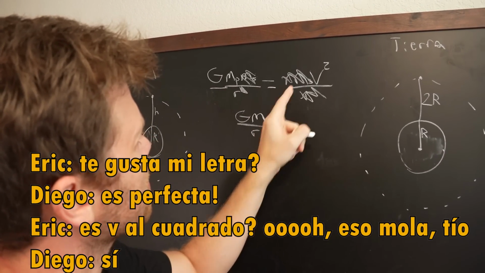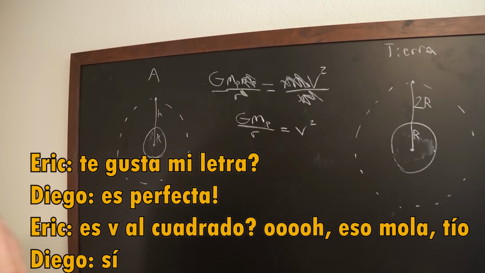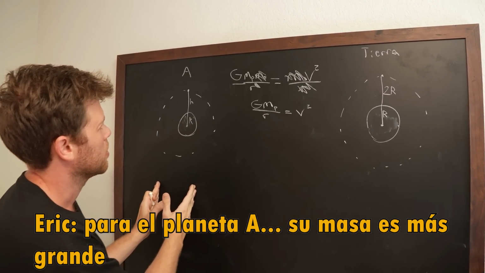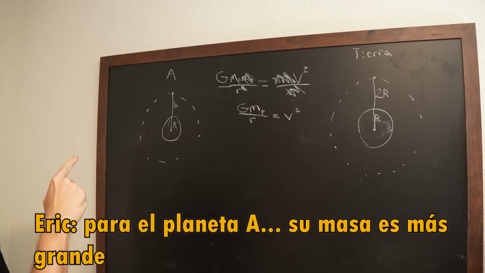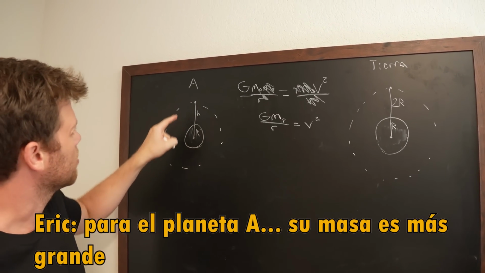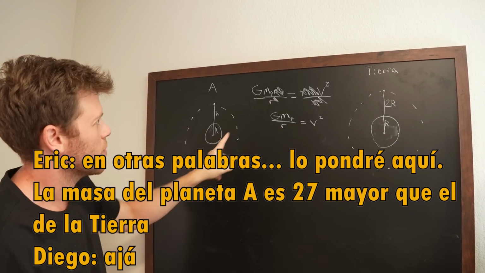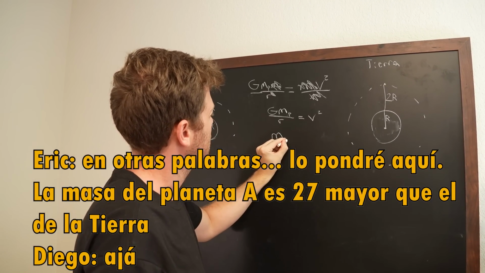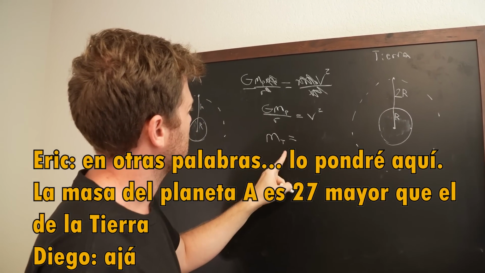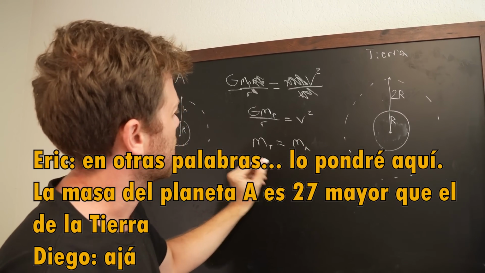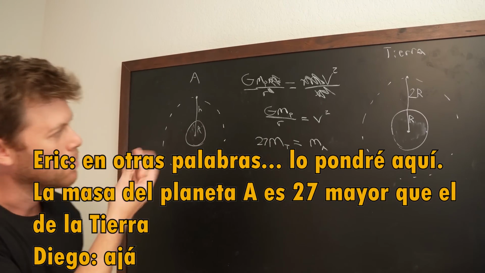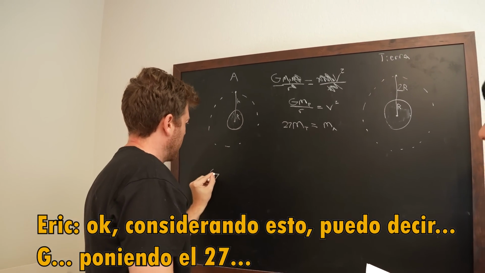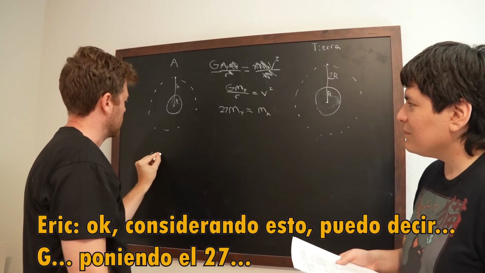How's my handwriting? It's just v squared. That's nice. So for planet A, the mass of planet A is big. If I said, right here, mass of Terra, mass of planet A is like 27 times as big. Okay. So with that in mind, I could say G, I'll put like 20.